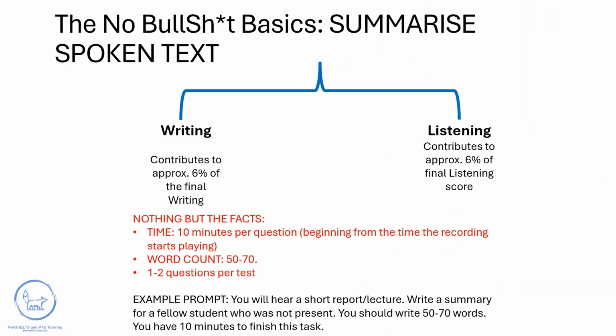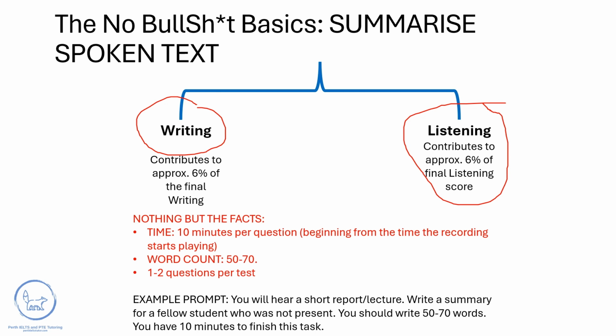Now, the first thing we're going to talk about is the No BS Basics on Summarize Spoken Text. It contributes to writing and listening. It shows up in the listening section. Its importance is distributed equally, 6% on each side for listening and writing, so it contributes up to 6% for each of those sections. Each question is timed, so 10 minutes per question, beginning from the time the recording starts playing. You need to write a minimum of 50 and a maximum of 70 words, and you would have to do this up to 2 times per test.